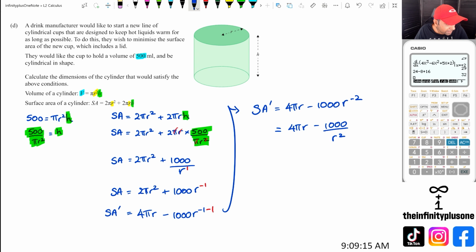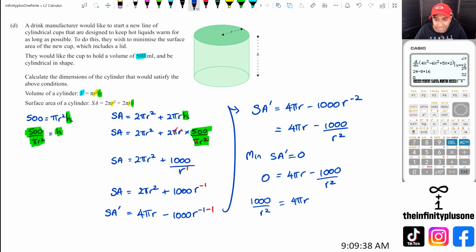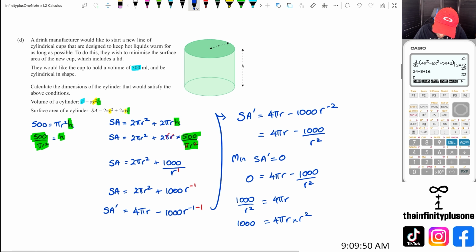And at this point, I kind of need to mention that if I want to find the minimum, I need to put the differentiation function equal to 0. So I'm going to get 0 is equal to 4 pi r minus 1000 over r squared. Rearranging this, I'm going to get 1000 over r squared equals 4 pi r. Because notice how it's negative, but when I bring it over to the other side, it becomes positive. So I'm going to cross multiply the r squared. So I'm going to get 1000 equals 4 pi r times r squared.